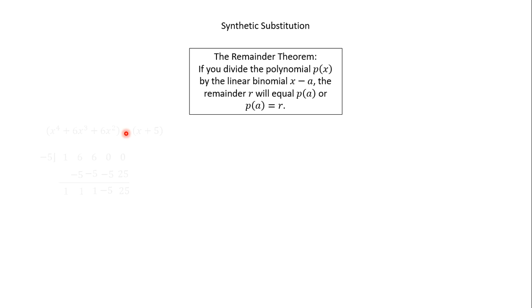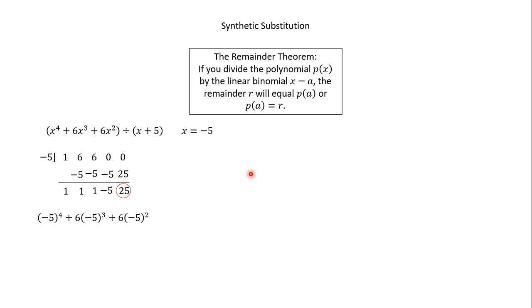If we looked at one of the problems that we just did. So we plugged in -5. Well, that would be x equals -5. That would be like plugging -5 into this polynomial. What the remainder theorem says is if we plug in -5, we are going to get 25. Let's try it. We can plug in -5.